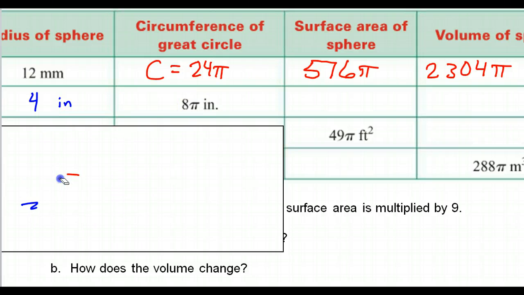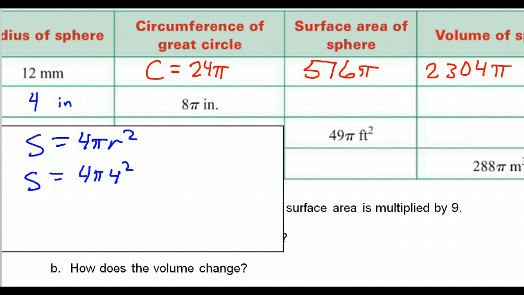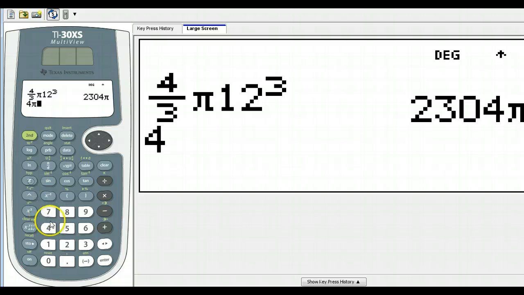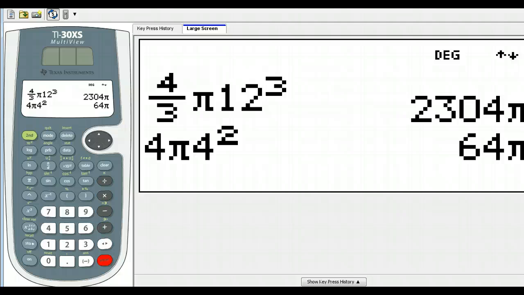Alright, erase, erase. So we found that radius. So now if I want to find the surface area, it is 4 pi radius squared. Okay, so that's going to be 4 pi times 4 squared. That's 64 pi.